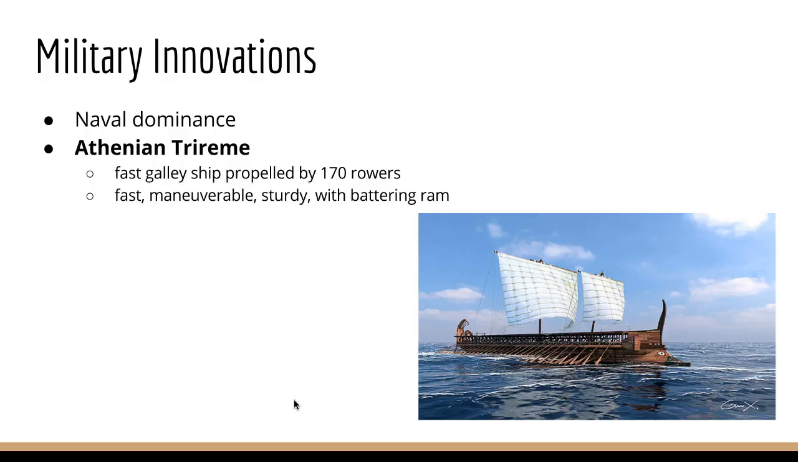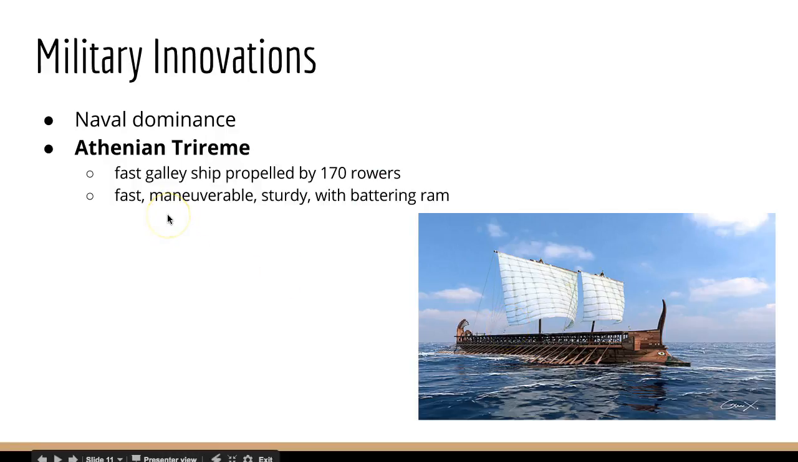There were some military innovations. Athens had a very big naval dominance, as you saw on that map at the beginning. They're surrounded by water in this peninsula, so to have a strong navy was really important for some of these city-states, including Athens. And so they created this ship that you see here, this galley ship that was propelled by 170 rowers who would sit in there and move the ship.